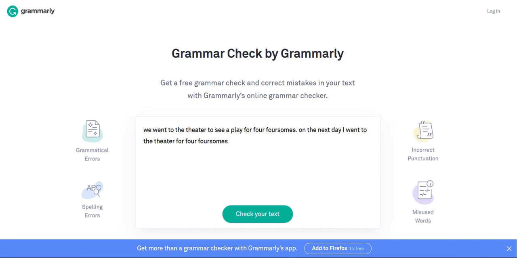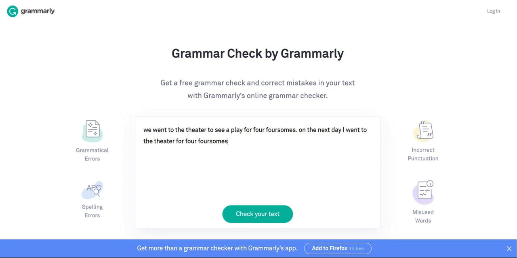So now let's have another play with words. We went to the theatre with the American to see a play for 4 foursomes. On the next day, I went to the theatre for 4 foursomes. So I'd just like to say, we went is the plural subject with the verb to go, and I went is the singular subject with the verb to go.